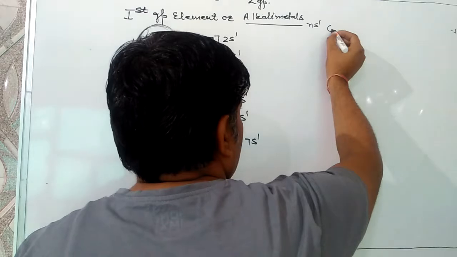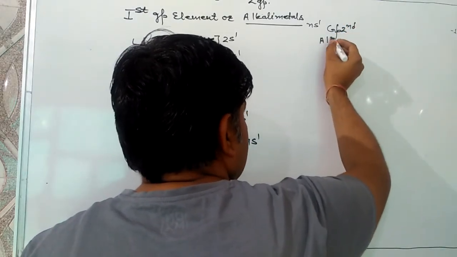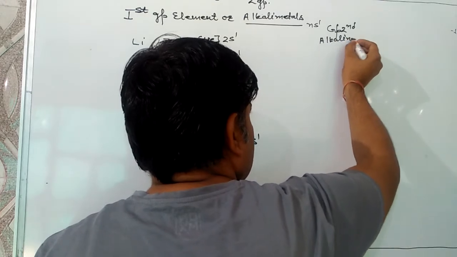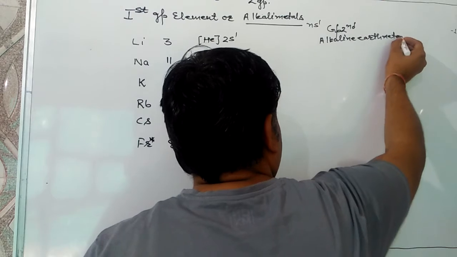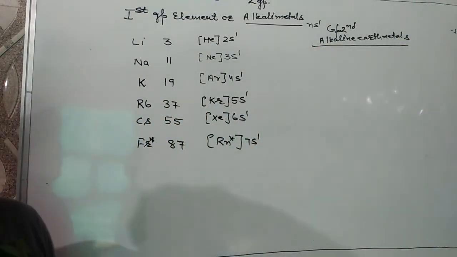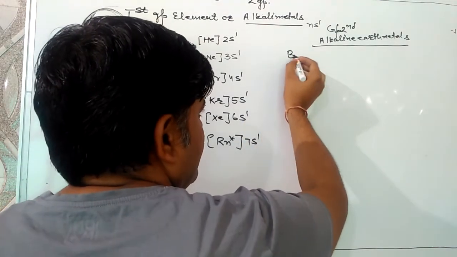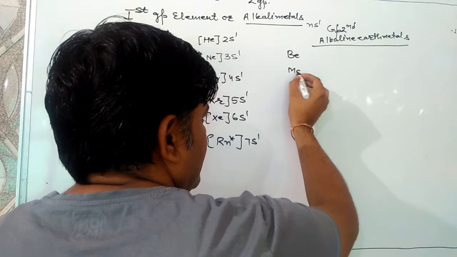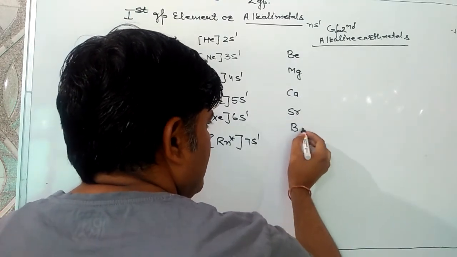Now we have to discuss group 2. Group 2 elements are known as alkaline earth metals because their compounds which are found in the earth's crust are basic in nature. These are 6 in number: beryllium, magnesium, calcium, strontium, barium, and radium.